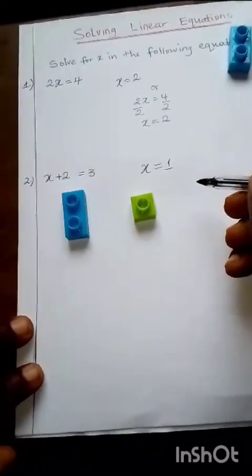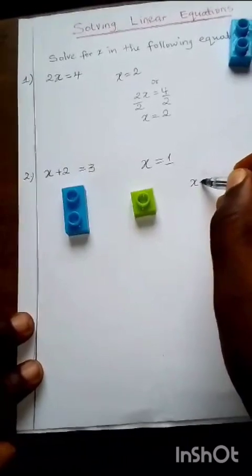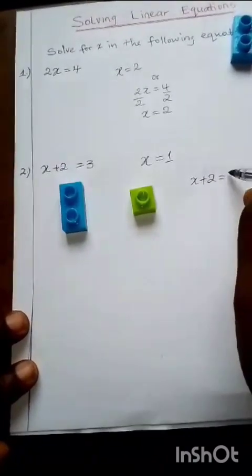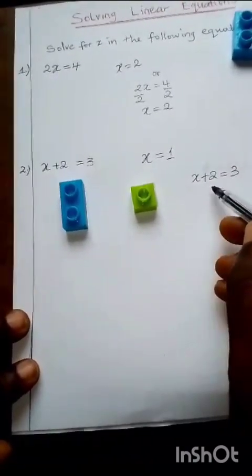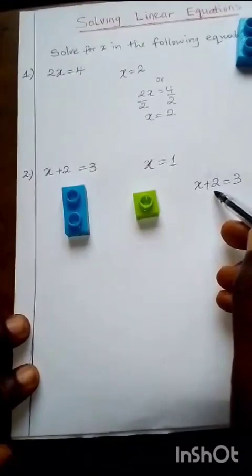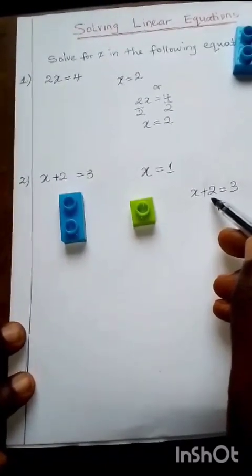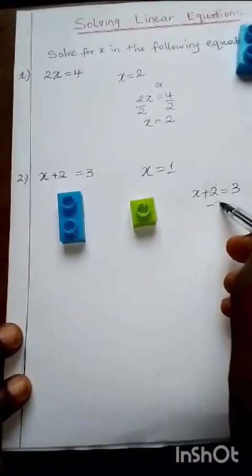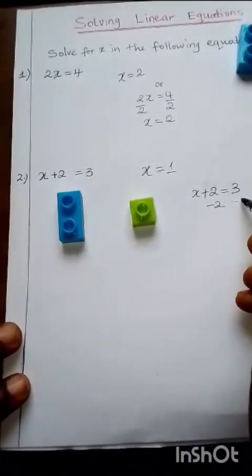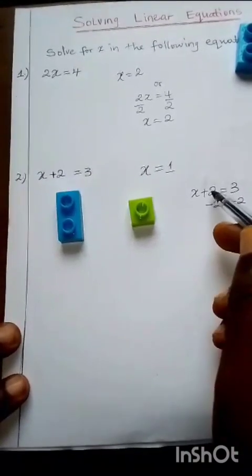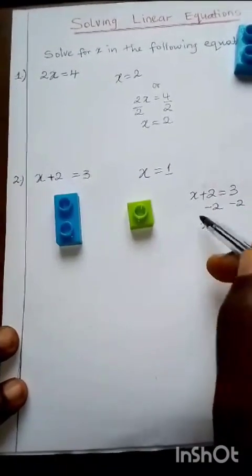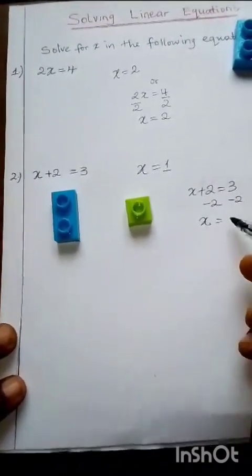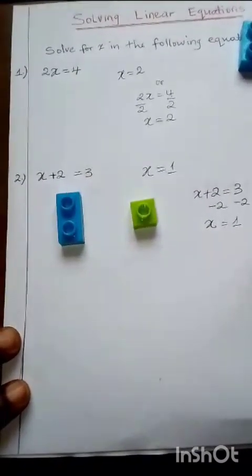Or if you are to use the rule method, x plus 2 is equal to 3. What do we do here? What's the inverse operation of positive 2? Subtracting 2 from both sides, right? Negative 2 here, negative 2 here. 2 minus 2 is 0. Then x here. 3 minus 2 is 1.